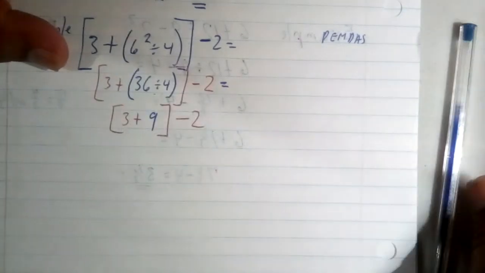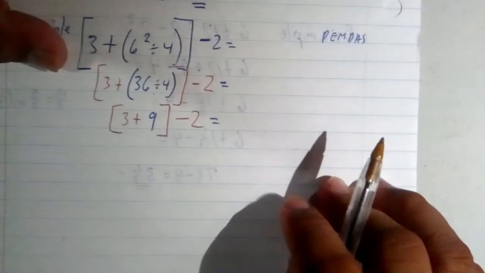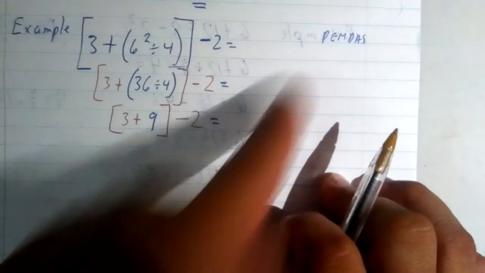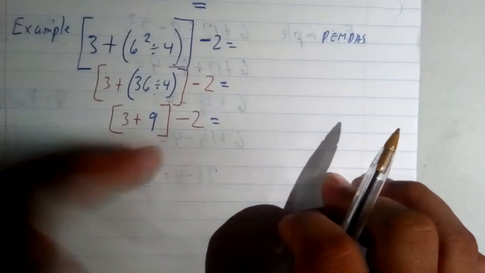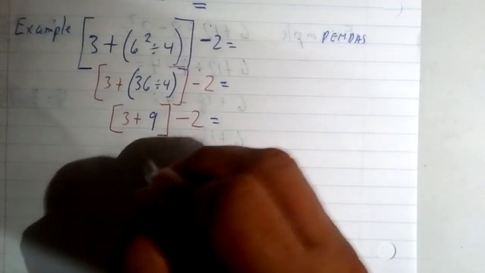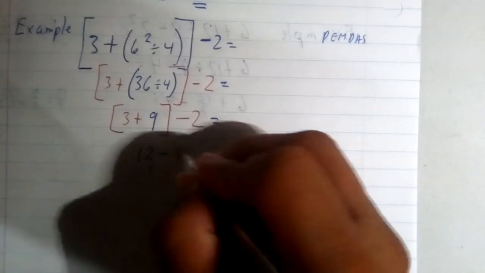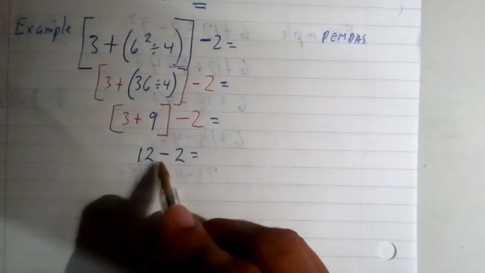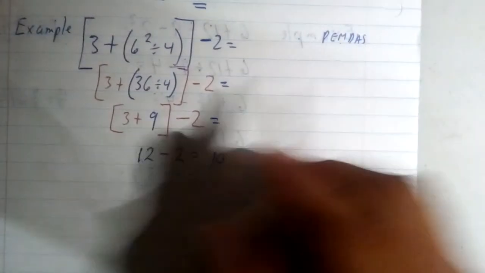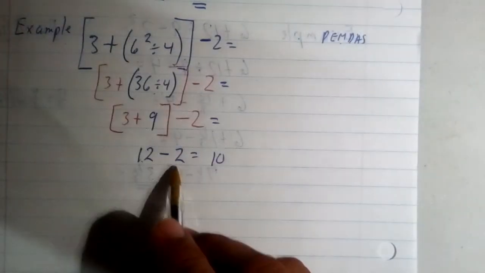minus 2 equals. Okay, so now we have all of them at the same level, but the parentheses must be done first, going from left towards your right. And 3 plus 9 is going to give us 12. Take away 2, and 12 take away 2 now is going to give us 10, based on the rule of PEMDAS. Once we follow that concept, we should have no problem.